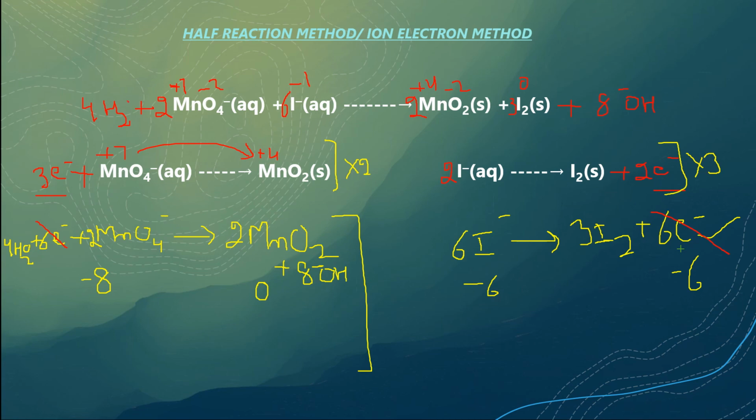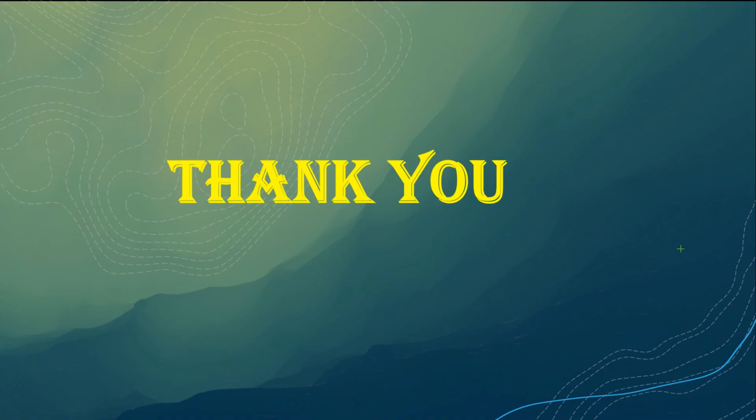You can check your equation if it is balanced or not. Here you have equal charges on both the sides. 8 negative here and 6 plus 2, 8 negative here. 2Mn, 2Mn. 4 into 2, 8 hydrogens on the left hand side, 8 on the right hand side. 6 iodines on left, 6 on right, and oxygens 4 into 2, 8 plus 4, 12. Same way on the right hand side, 8 oxygens here and 4 here, 12. So perfectly balanced by both the methods. This is the basic thing, that is how you will be balancing the redox reactions. I hope the presentation helps you.